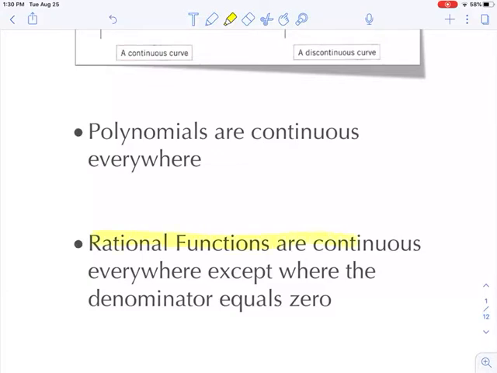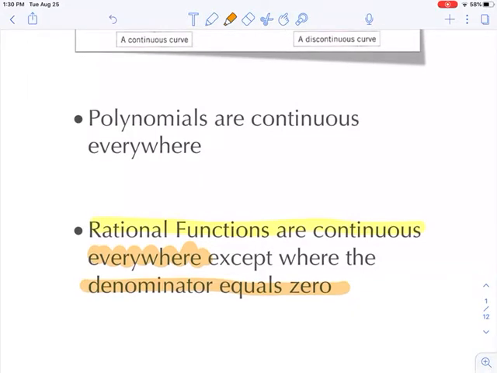Now, if you're presented with a rational function, and we'll talk a lot about rational functions today, rational functions are going to be continuous except where the denominator is 0. Rational functions can create either vertical asymptotes or holes where our denominator is 0, and both of those would be a type of discontinuity that we're going to talk about. An asymptote's going to cause a break, and then a hole is obviously a hole.